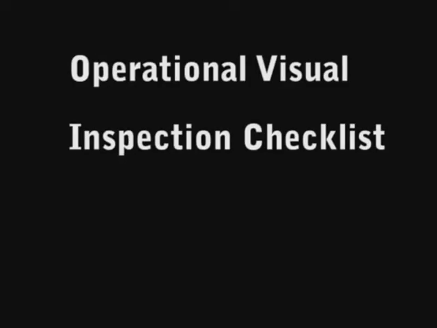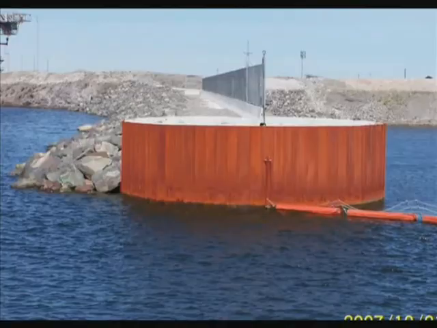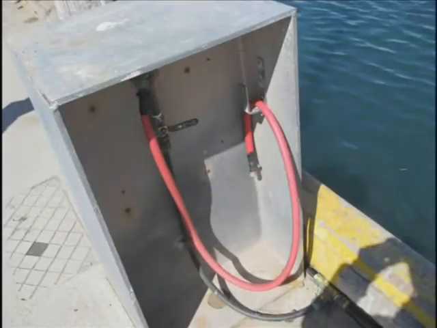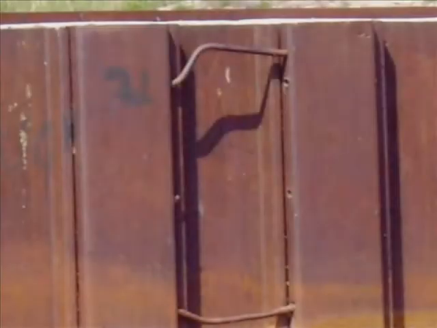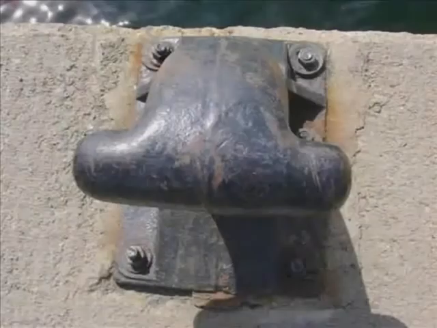The following components should be inspected during operational visual inspections of steel sheet pile cell structures. Face of the steel sheet pile cells. Water supply lines. Deck surfaces. Structure face alignment. Bollards. Mooring cleats and mooring rings.